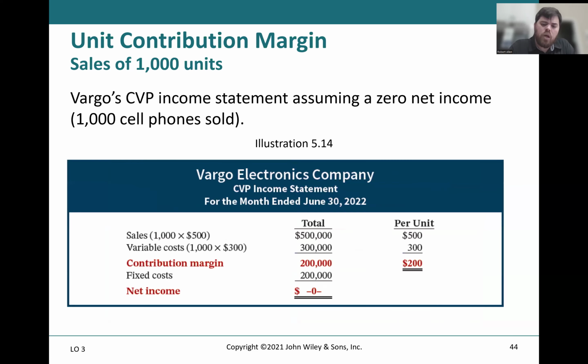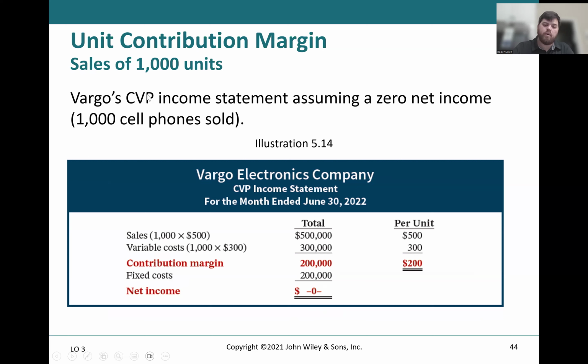Okay, so we can also do this on a per unit level. In this case, if we sold 1,000, we would generate zero net income. So our sales would be 1,000 units times $500. Our variable costs are $300 per unit, which times 1,000 is 300,000, giving us contribution margin of 200,000. Fixed cost of 200,000 results in income of 0. Now, we'll get into preparing this later. This is called a break-even contribution margin income statement, or a break-even CVP income statement.